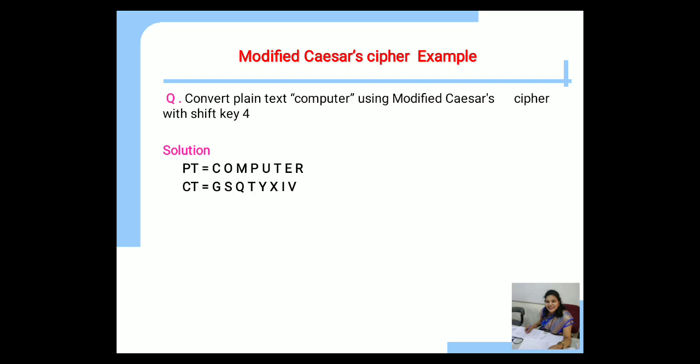You can see that the plaintext is COMPUTER. C is replaced by the character 4 places down. After C comes D, E, F, so G. So C is replaced by G. O is replaced by S, M with Q, P with T, U with Y, T with X, E with I, R with V. We are going to solve many problems in our live session for practice.